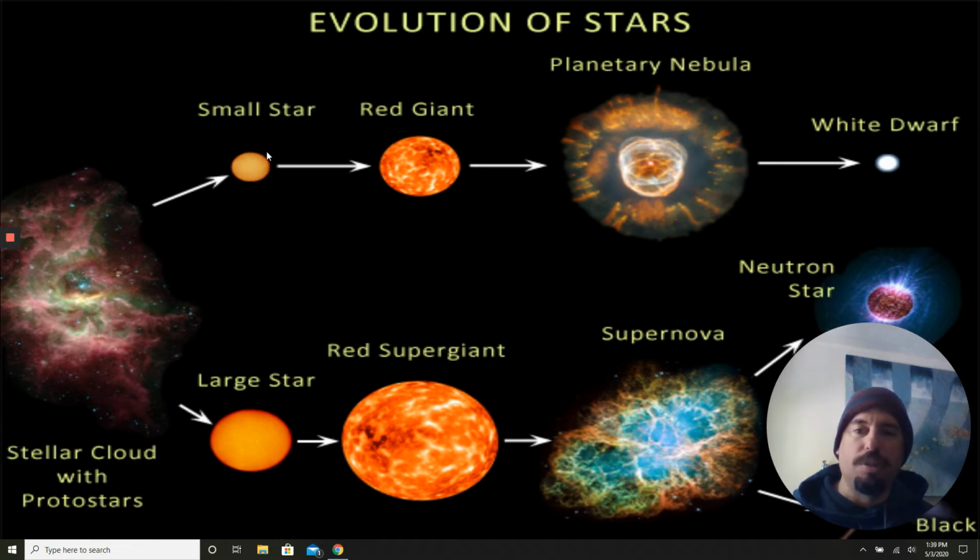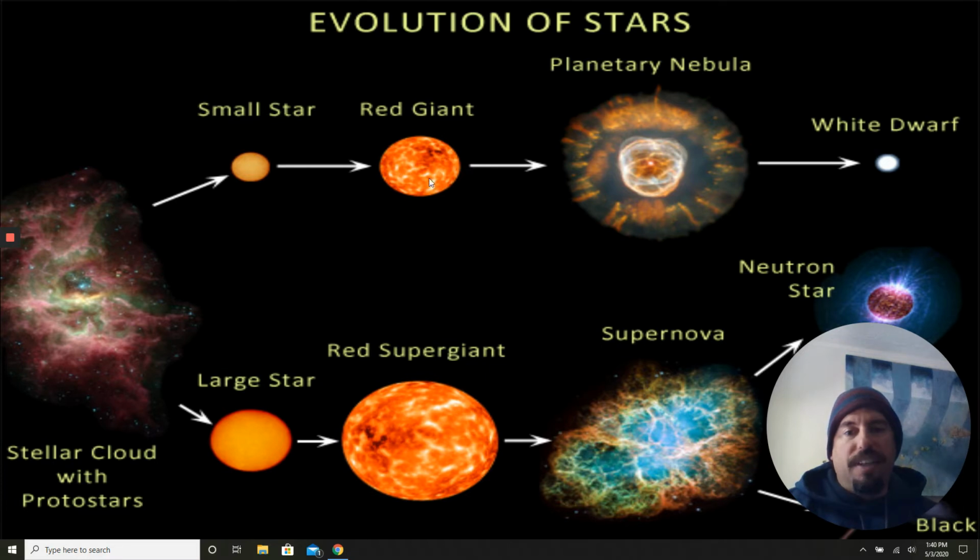And when our sun goes from a main sequence star here into a red giant, it's going to expand so large that it's going to encompass the Earth. It's going to swallow up Mercury. It's going to swallow up Venus. It's going to swallow up the Earth. It's going to be huge. It's going to just expand so much.